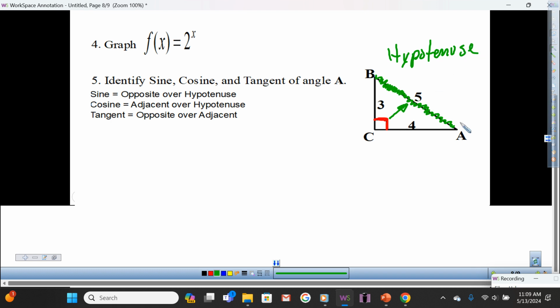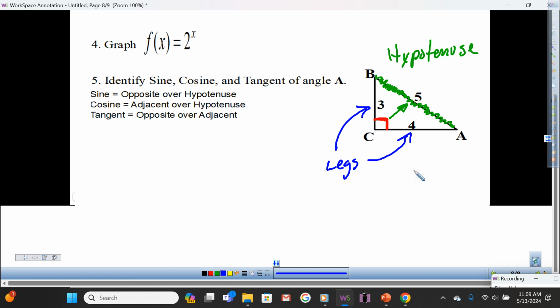Hypotenuse, the longest side. From there, what do we call the other two, Mr. Q? This one and that one are known as legs. Legs.